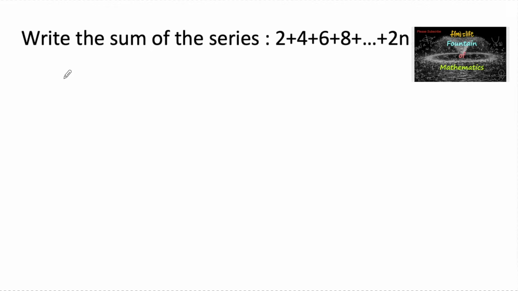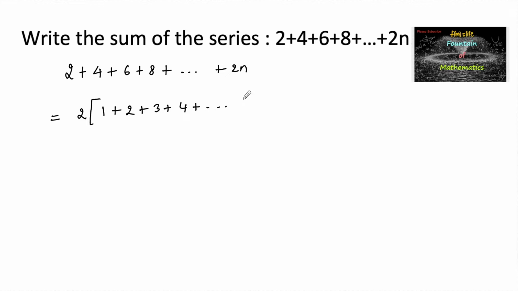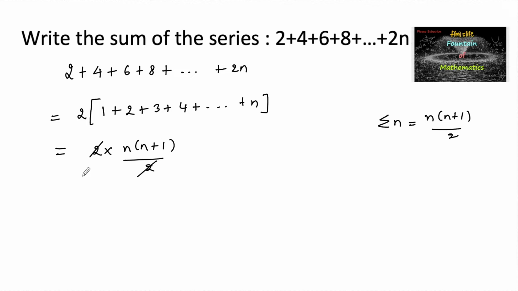Write the sum of the series 2 plus 4 plus 6 plus 8 plus and so on up to 2n. So we can take 2 common and we can add 1 plus 2 plus 3 plus 4 plus and so on up to n. So 2 times the sum of first n natural numbers. We know the sum of first n natural numbers is n into n plus 1 upon 2. So we can write 2 into n into n plus 1 upon 2, so we can cancel the 2 and we can say n into n plus 1.